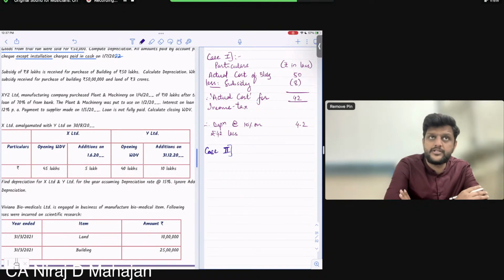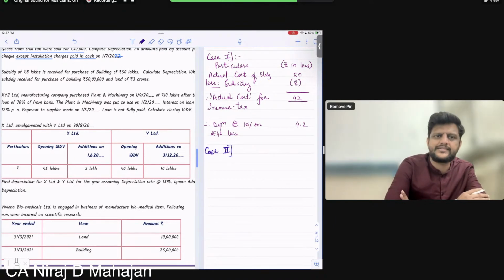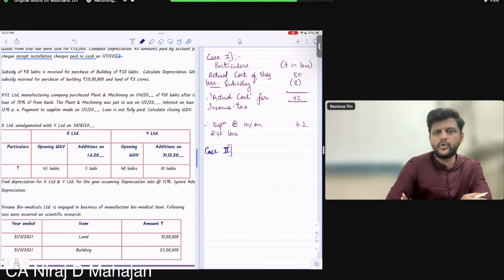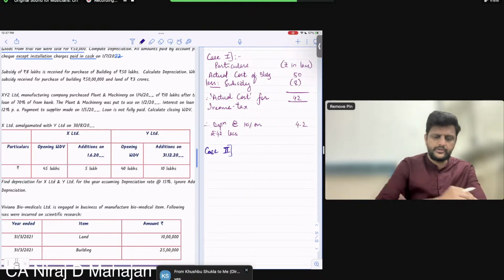Even if land is not a depreciable asset, from the income tax point of view also, we'll have to apportion the subsidy between building and land. But in which ratio? Their actual cost ratio, 50 lakhs and 3 crores. Understood or no, everybody? Okay, write down.